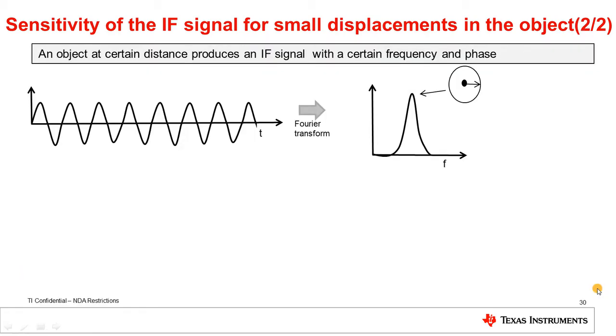So this slide just reinforces what we learned in the last slide. An object at a certain distance produces an IF signal with a certain frequency and phase. So here you have the IF signal corresponding to a single object. It is a sine wave with a certain frequency and a certain starting phase, 0 in this example. And the Fourier transform produces a single peak, and the phase of that peak corresponds to the starting phase of this sine wave. Now what happens if we move the object by a small amount?